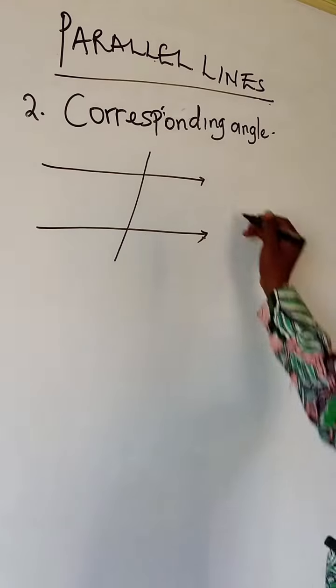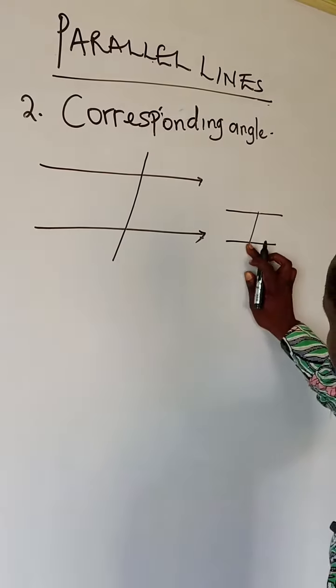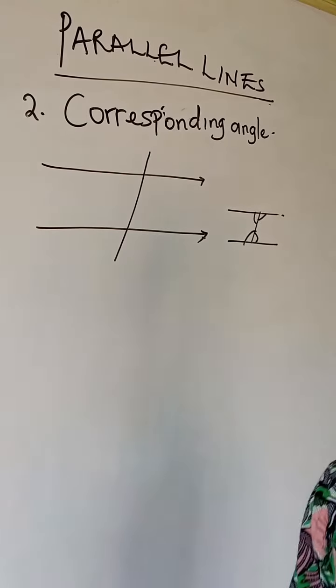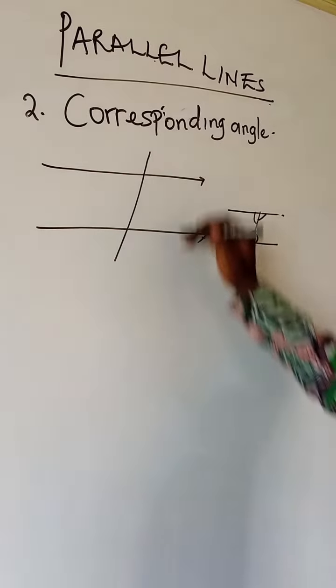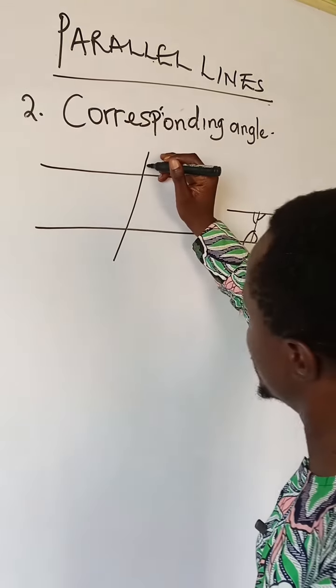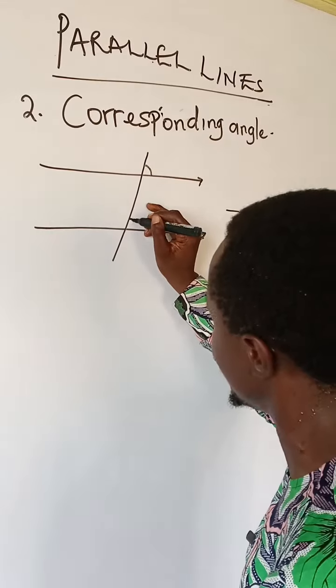Unlike alternate angle, that the extension does not matter to us. You can see we are dealing with inside. In corresponding angle, this extension is needed such that there must be an angle outside and an angle inside.